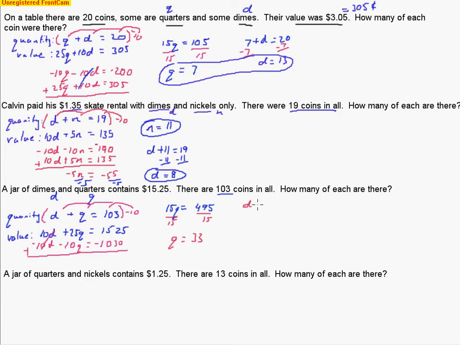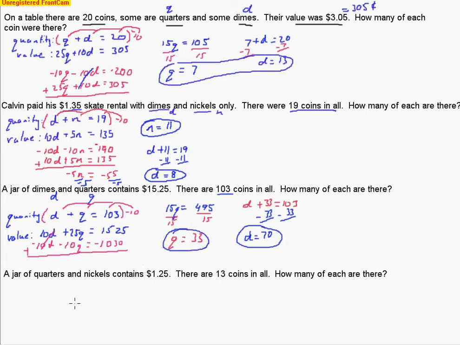into that quantity equation. D plus 33 equals 103. From that point, you just subtract that 33 from both sides. And we get the number of dimes, which is 70. So 70 dimes, 33 quarters.